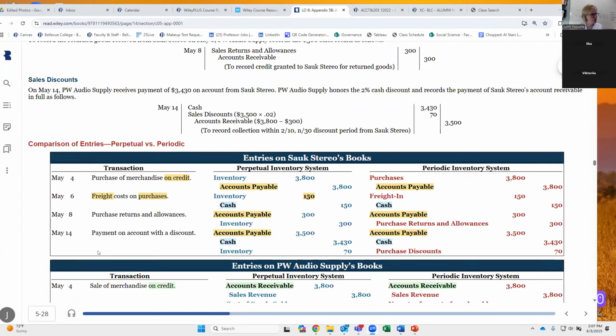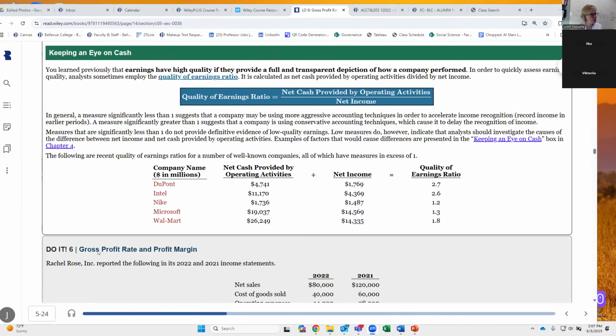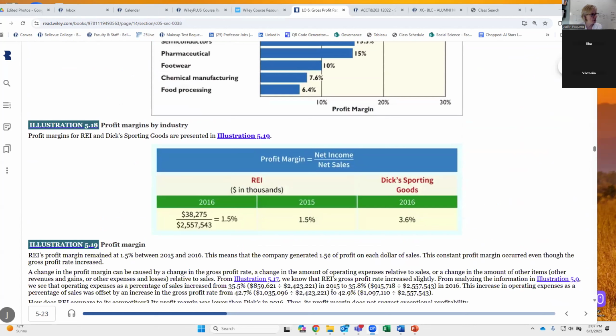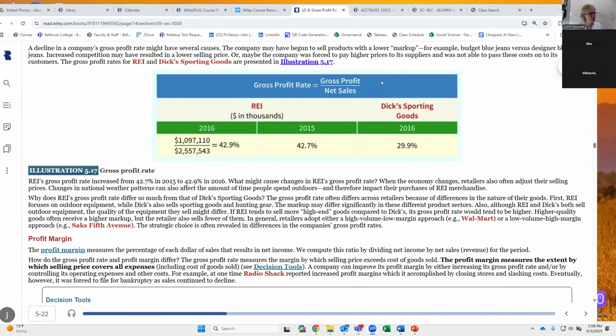Remember, there's other ratios you need to know for this chapter. We're not going to use quality of earnings for this chapter, but we are going to use gross margin. And profit margin is the net income divided by net sales. So one of them is that subtotal, gross margin divided by net sales. Profit margin is net income divided by net sales. Okay, to be able to calculate them. Do you guys have any more questions or anything else you want to go over?